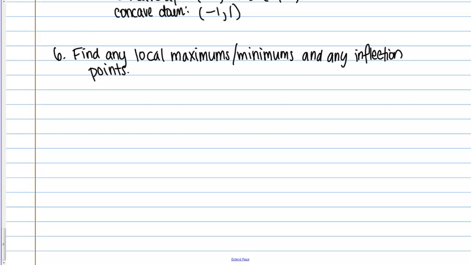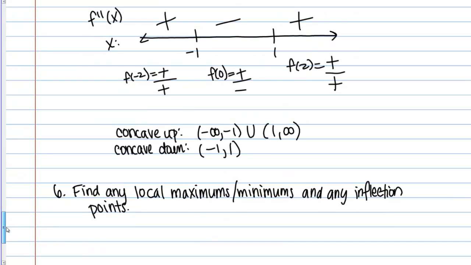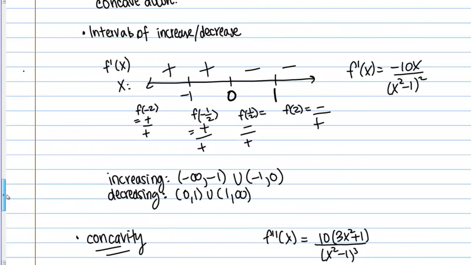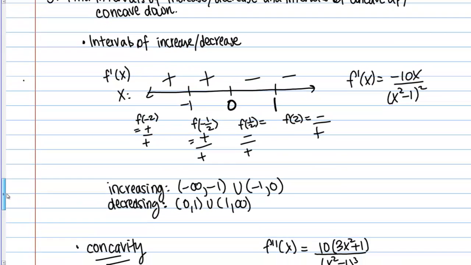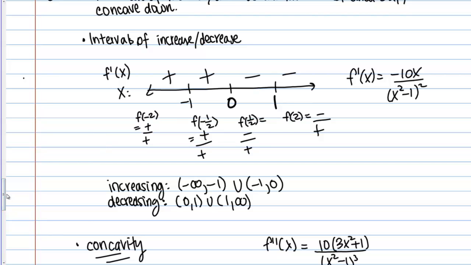Step 6 is to find any local maximums or minimums and any inflection points. To do this, we need to use the information that we found in step 5. Local maximums or minimums come from first derivative information, so let's scroll up to our first derivative chart here. This is the chart we found when we were working on intervals of increase and decrease. Local maximums or minimums occur when the derivative changes sign, as long as it's changing sign at a point that actually exists in the domain of the function, right?